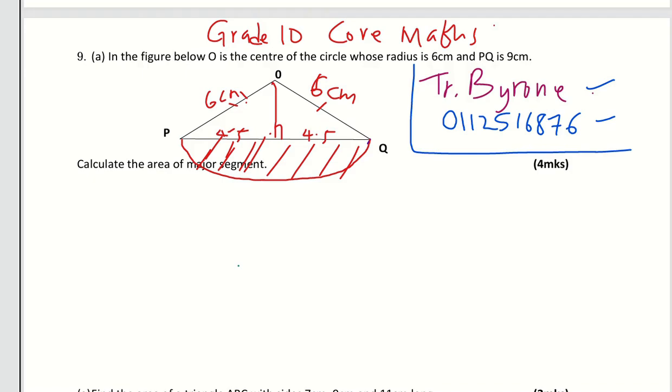Now, in order to get the area of the major segment, you're told to calculate the area of the major segment. We have to get the idea of what a segment is. Assume you have a circle, then you have a chord running from point A to B. A chord is simply a line joining 2 points on the circumference of a circle. So this one is the chord. This chord, joining A to B, separates this particular circle into 2 segments.